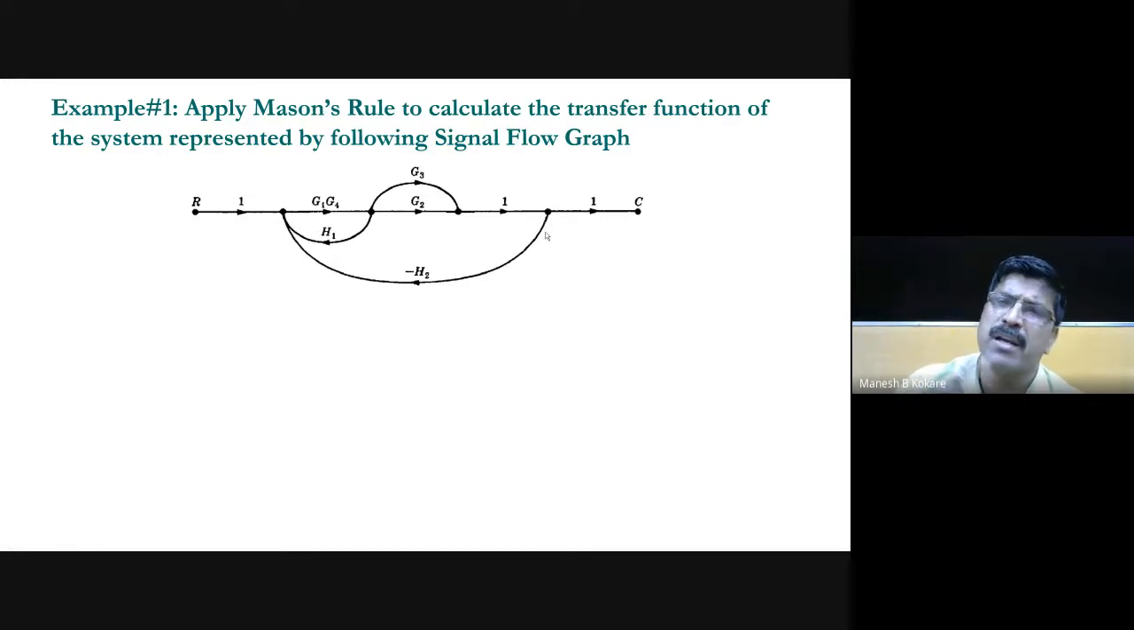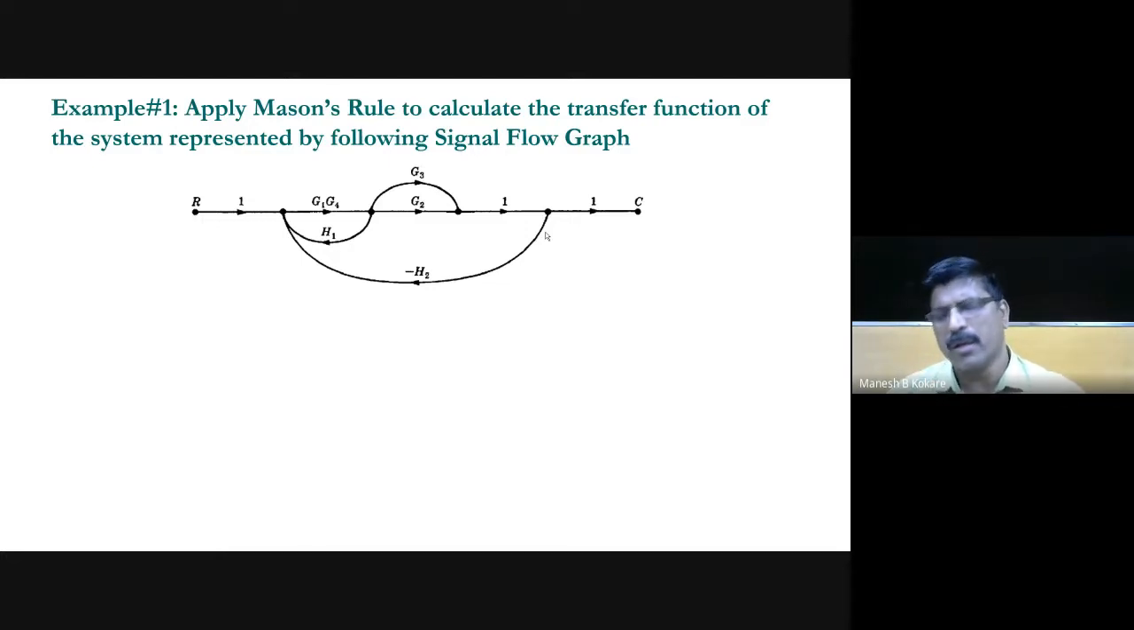Second step is the gain product of each individual loop. Third step is the sum of gain products of two non-touching loops. Fourth step is the sum of gain products of three non-touching loops. Once you have calculated all those things, you find the value of delta, then delta I. Once you have calculated P_i, delta_i and delta, you put them in Mason's gain formula, which gives the overall transfer function of the system.